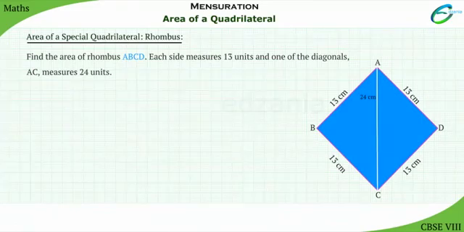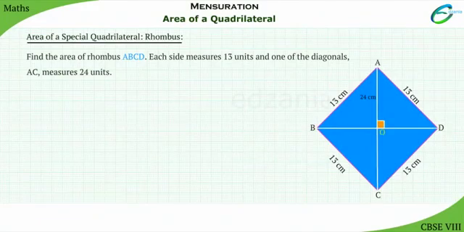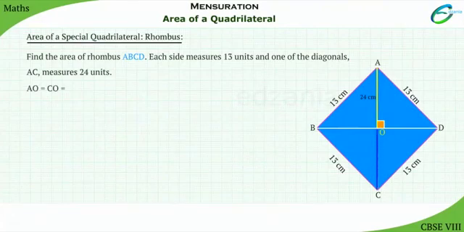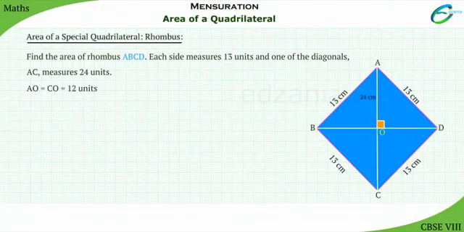The length of one of the diagonals, that is AC, is given. We know that the diagonals AC and BD of rhombus ABCD bisect each other at right angles at point O. Hence, the lengths of segments AO and CO are equal and each segment is 12 units. We now need to find the length of the other diagonal, BD.